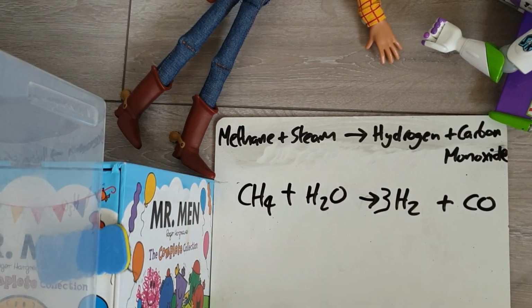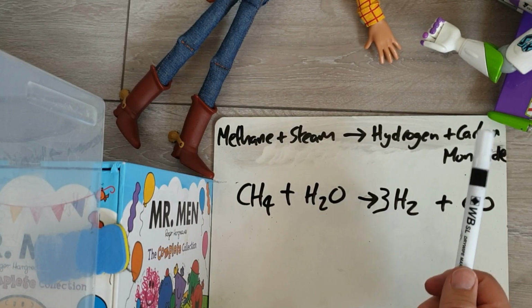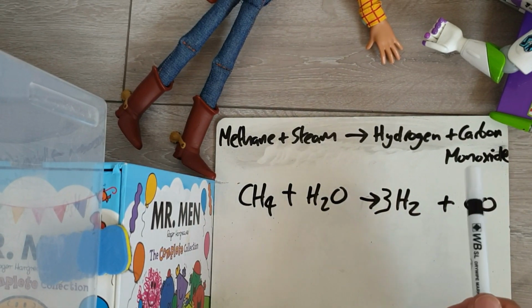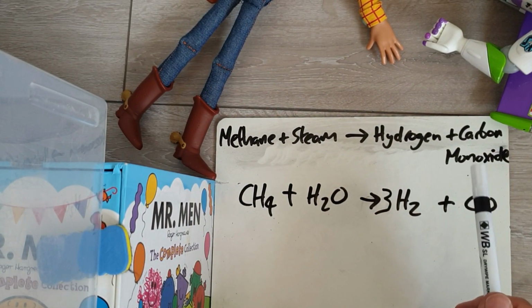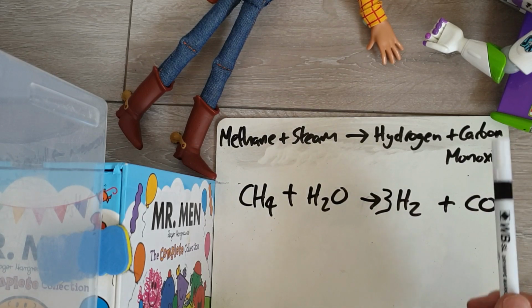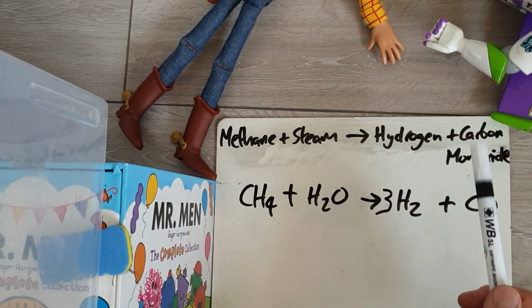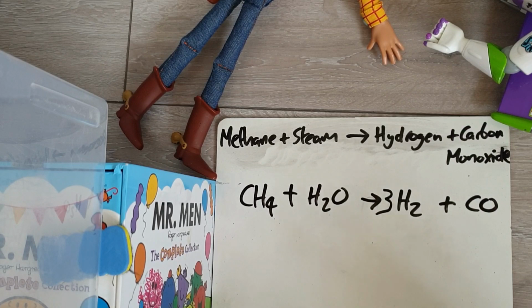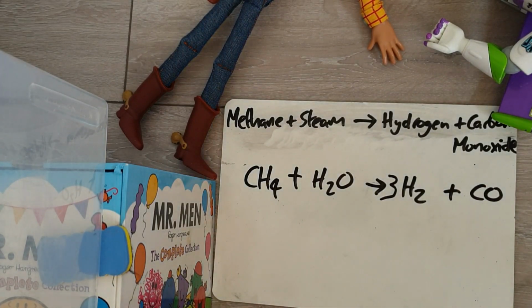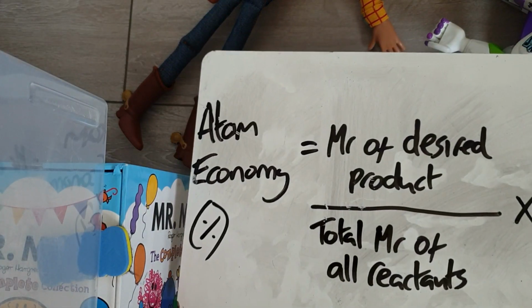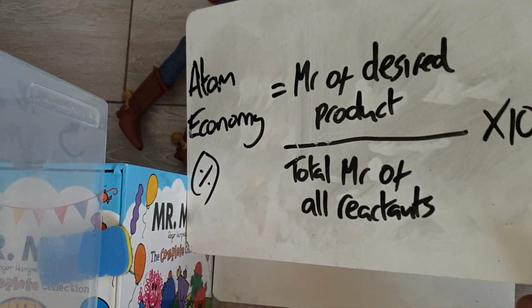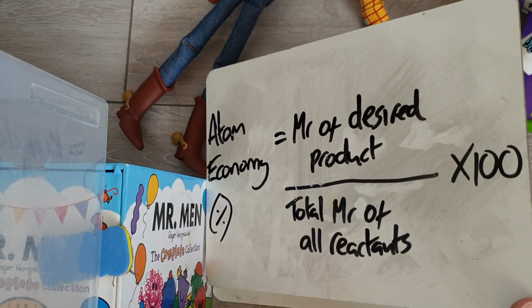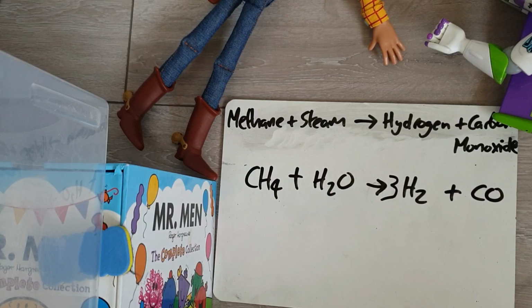The useful product here is hydrogen. Carbon monoxide, not useful at all. Total waste product. Greenhouse gas, kills people. Yeah, just bad news all around. So we can't make that a useful product. So we're looking at this, and we've got atom economy. The MR of the desired product divided by the total MR of all the reactants times 100.